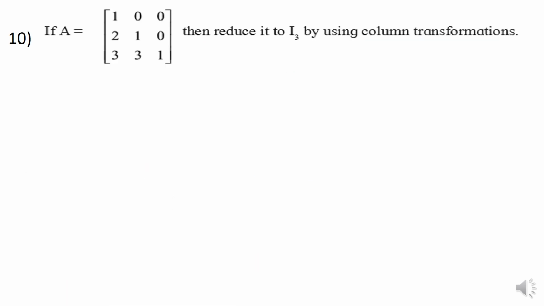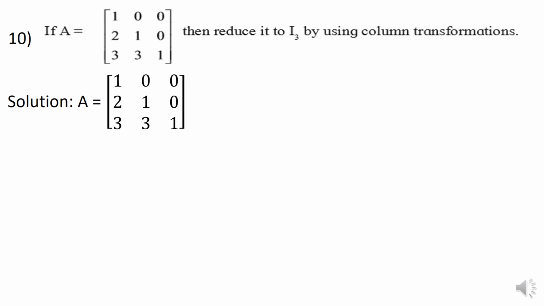Next sum, a given 3 by 3 matrix is there. We have to convert it into I3 by using suitable column transformations. Now what is I3? I3 is an identity matrix of order 3. That is, it's a 3 by 3 identity matrix. So we want to convert the elements 2, 3 and 3 in the given question into 0 by using column transformation. So A is the given matrix.